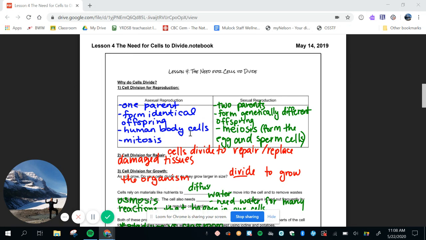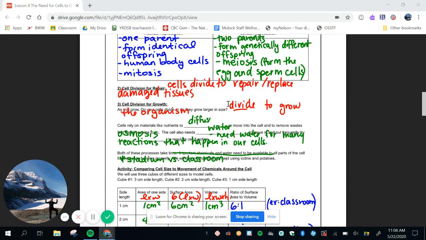So we have a process called mitosis, and it's really making copies of identical cells. We're going to get into the details of that in lesson 5, but that's just a little bit of an intro. And you'll see here, human body cells. That's what human cells use to reproduce. After reproduction comes repair. If you damage your skin or your tissue, cells need to divide to repair and replace those damaged areas. And finally, growth.